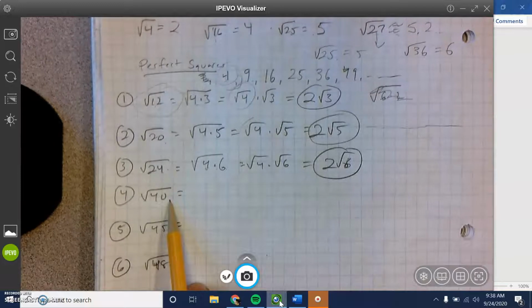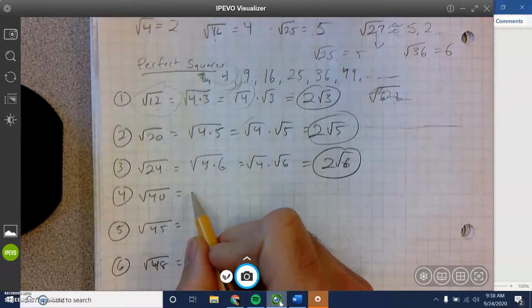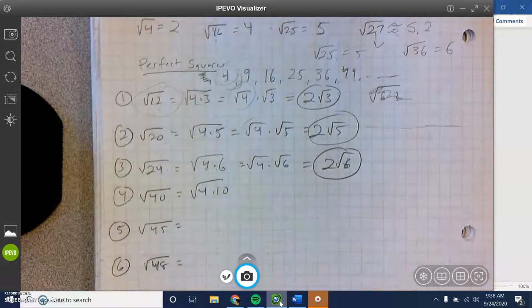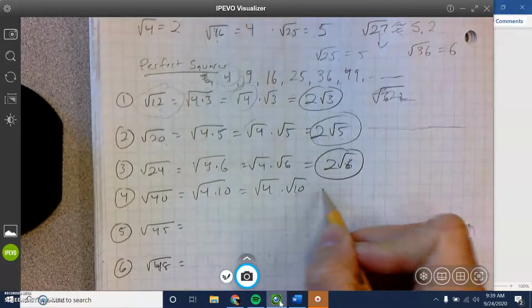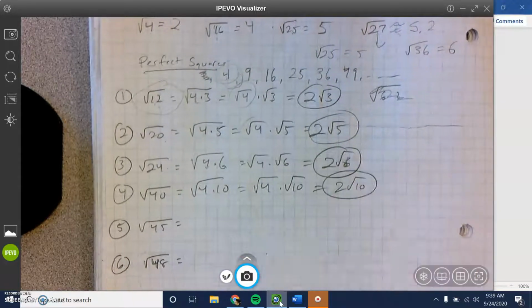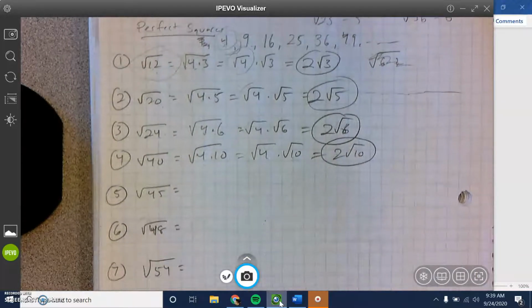Square root of 40. Try it on your own. Go. Whew, what'd you get? 4 times 10. Yeah. So square root of 4 times square root of 10, which is 2 radical 10. There you go.